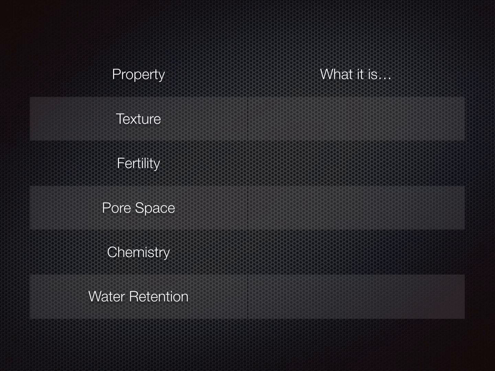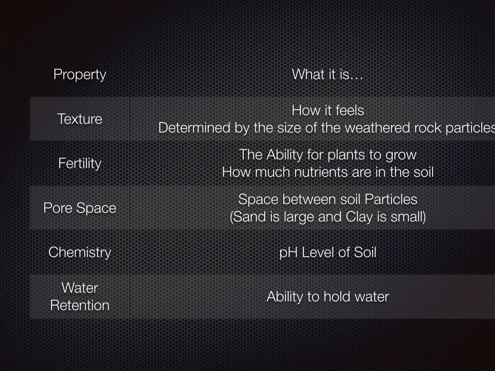So in your chart, you're looking at 5 things: texture, fertility, pore space, chemistry, and water retention. Obviously, color is a property as well, but I always call it a kindergarten property, so we're going to stick with 6th grade properties. So texture is how it feels in your hands. It's determined by the size of the weathered rock particles, meaning if the rock is nice and weathered and smooth and small, the soil is actually going to feel smooth in your hands. But if the weathered rock particles are not weathered that much, they're going to be big and chunky, and it's actually going to be rough. So that would be texture.